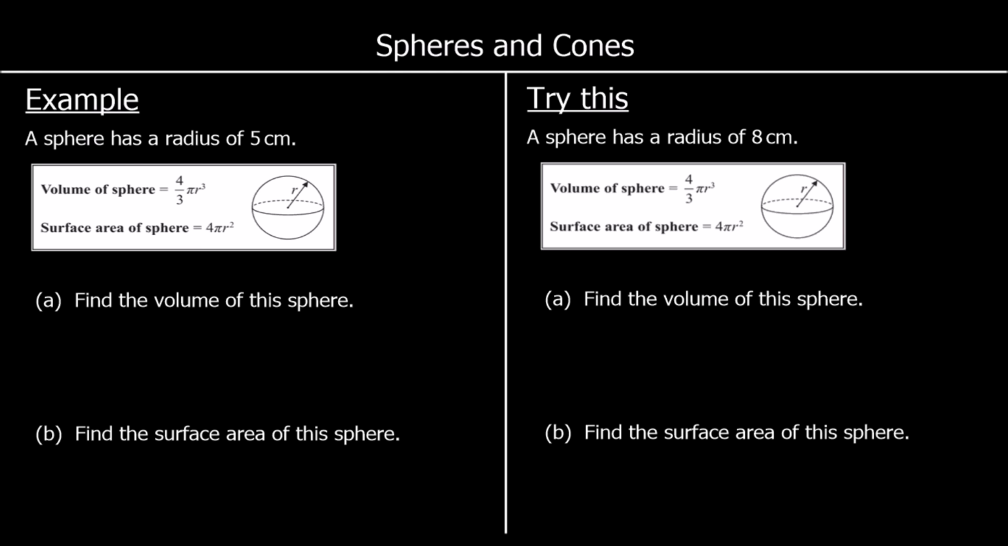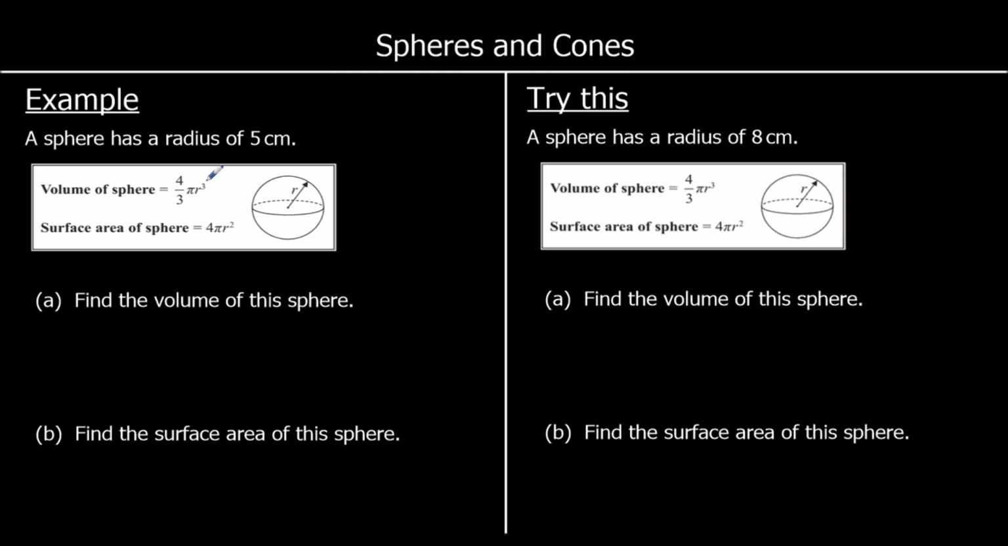If we are asked to calculate the volume or surface area of spheres or cones in a GCSE exam, the formulas are given to us. So this question says a sphere has a radius of 5 centimeters, and we're going to calculate the volume and the surface area. And we've got the formulas here.